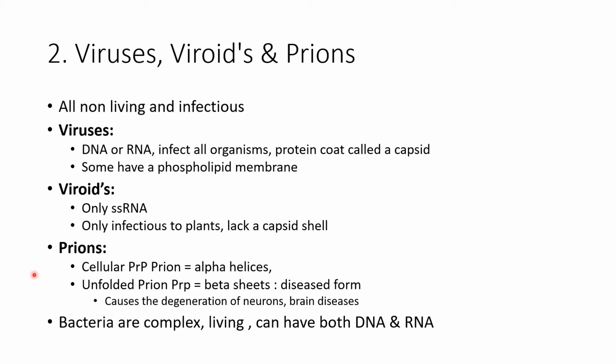Finally, prions don't have nucleic acids, but they do have protein. They are made of cellular PrP protein, which contains alpha helices. When the prion PrP misfolds, it turns to its disease-causing form with beta sheets. They can cause the degeneration of neurons in the brain of mammals. An example would be BSE, aka mad cow disease, or the human form, which is vCJD. Bacteria are complex living microbes that can have both DNA and RNA. That is how they differ from viruses, viroids, and prions.